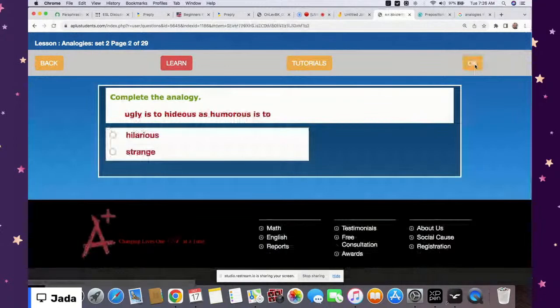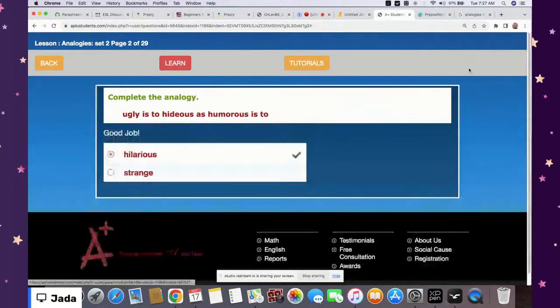Ugly is to hideous as humorous is to what? Snow is to winter. Yeah, exactly. Perfect. When we have snow, it's winter. That's a good one. Great job. What other seasons do we have? Cold. Snow is to winter. In summer, it's hot. Cold is to winter makes more sense. So humorous is to hilarious.